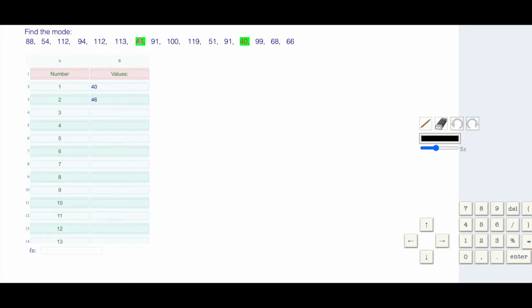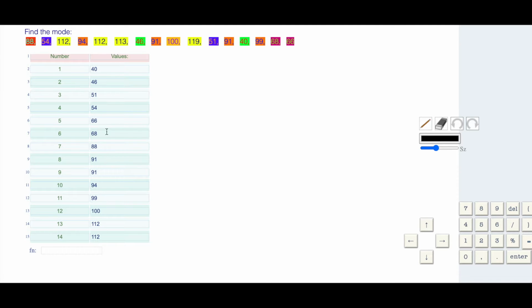40, I have 46, I have a 51, then a 54, so I've got a 66 and a 68. In the 70s, I don't have anything. In the 80s, I have an 88. In the 90s, I have a pair of 91s. Then I have 94, 99, a 100, a pair of 112s, a 113, and a 119.